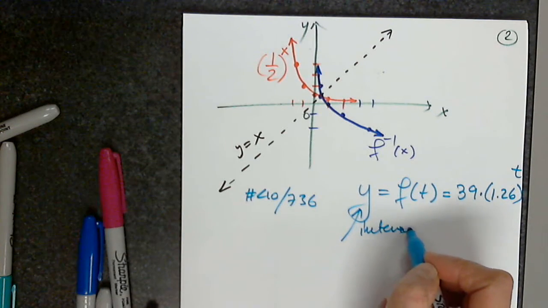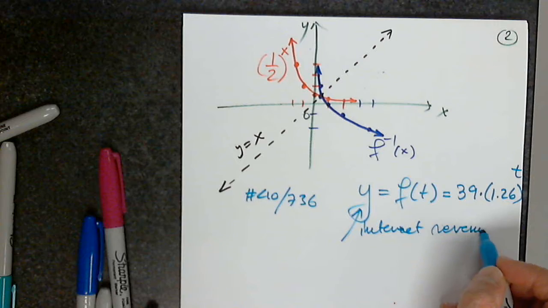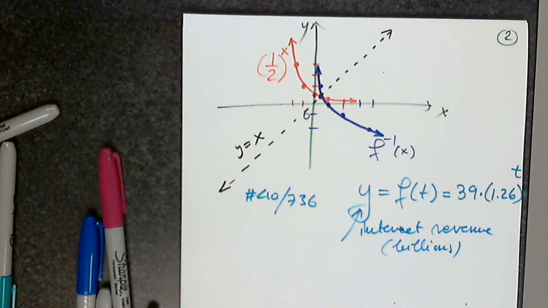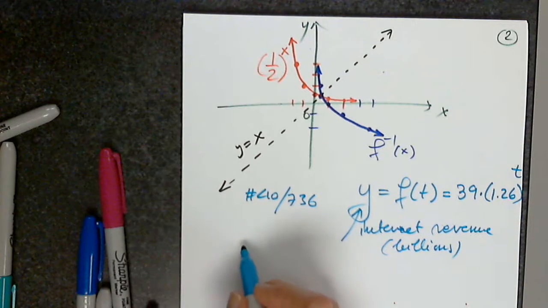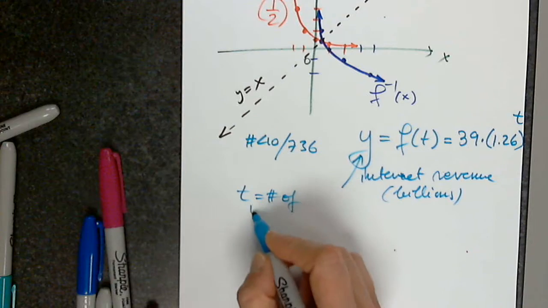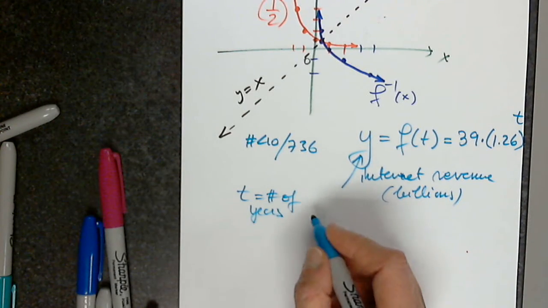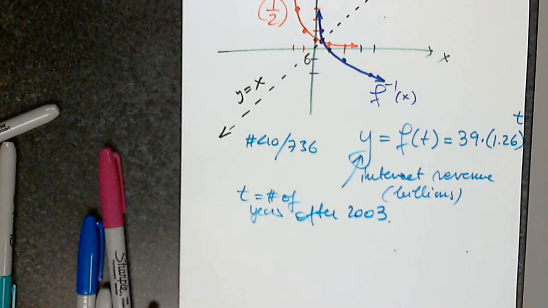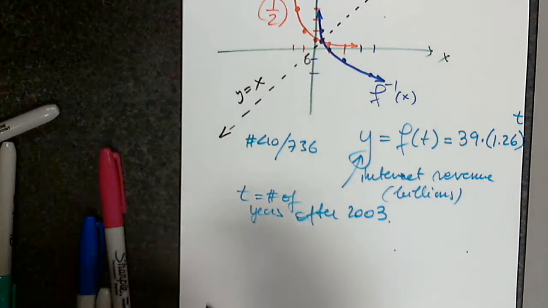Internet revenue, and t is the number of years after 2003. According to the model, it's the first question now. According to the model, what level of retail revenues from internet shopping was expected in 2005?